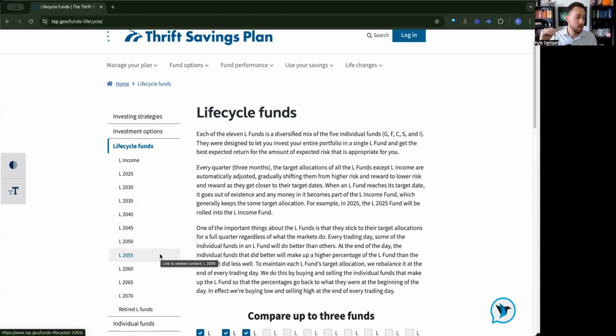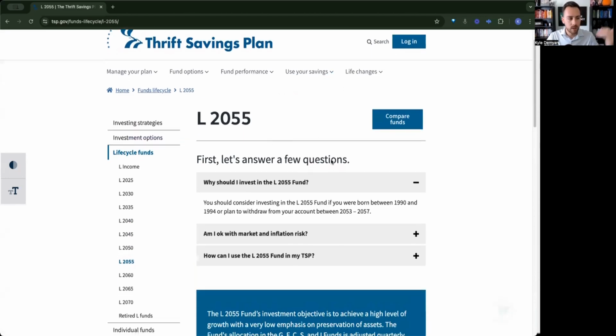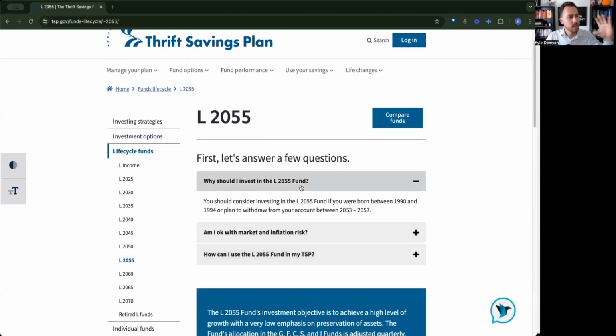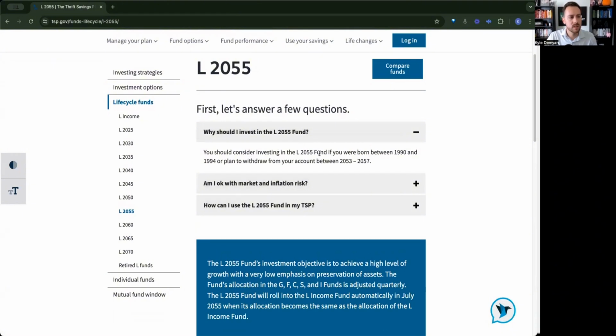Now, if you're going to retire here in maybe 2055, maybe if you're about 30 years away from the date of this recording, you would look at the L2055 fund. Now, the unique thing about this, and actually, let's just click on the 2055 fund and go down here. Number one, what I love, it actually tells you, why should I invest in the L2055 fund? And just like it says here, you should consider investing in the 2055 fund if you were born between 1990 and 1994. Or, and this is probably most importantly, when you plan to withdraw. If you plan to withdraw your account between the year 2053 and 2057.